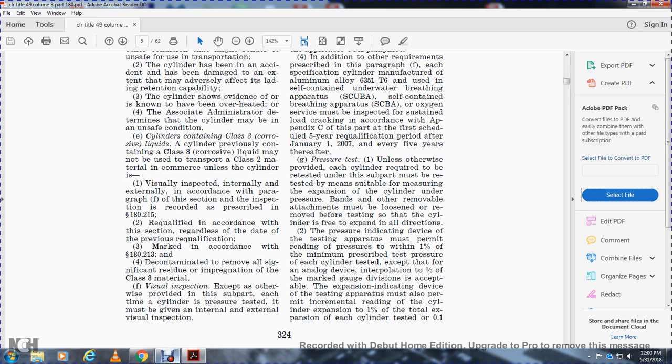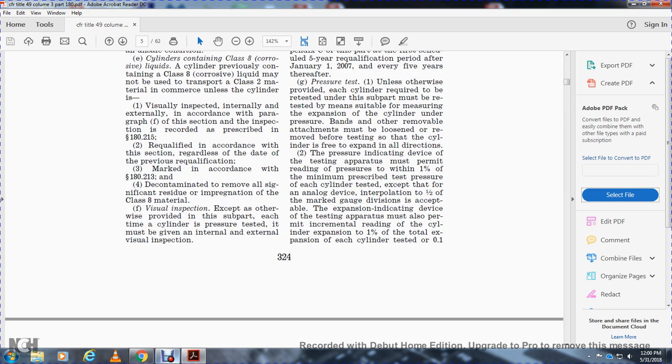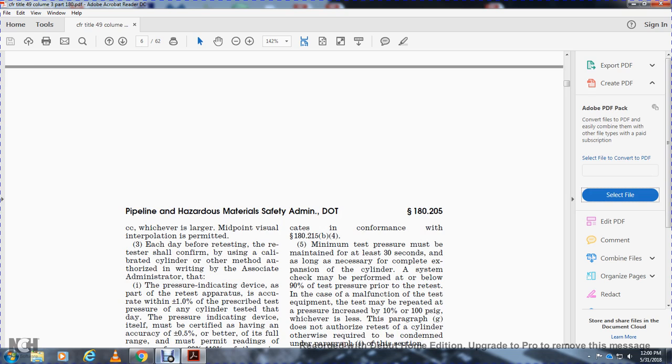The tester's indicating device for the test apparatus must permit reading of the pressure within 1% of the minimum prescribed test pressure for each cylinder tested, except for analog devices, where interpolation of 1/2 of the marked gauge division is allowed. The expansion indicating device for the test apparatus must also permit incremental reading of the cylinder expansion to 1% of the total expansion of each cylinder tested, or 1/10 cc, whichever is larger, with midpoint visual interpolation permitted.